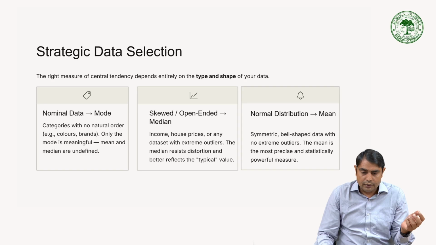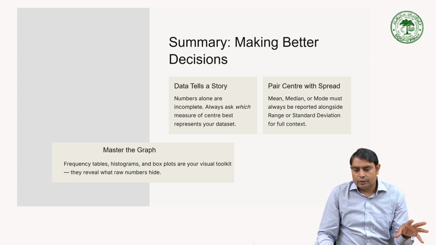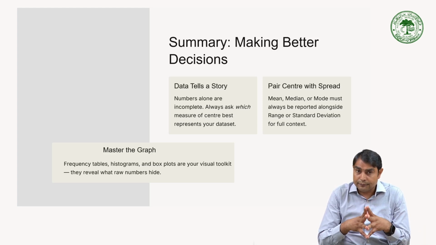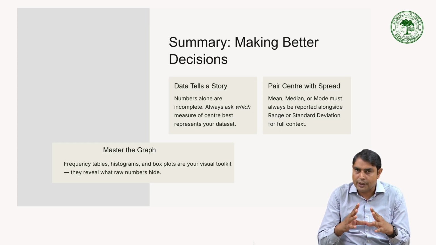Okay, so strategic data selection: for nominal data, mode is good; for skewed data and open-ended data, median is good; for normal distribution, mean is a suitable measure. So data tells a story, numbers alone are incomplete. Always ask which measure of center is best representing your data set.